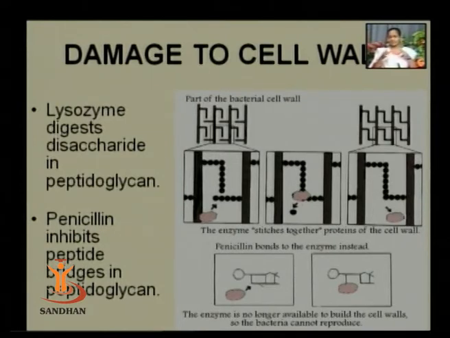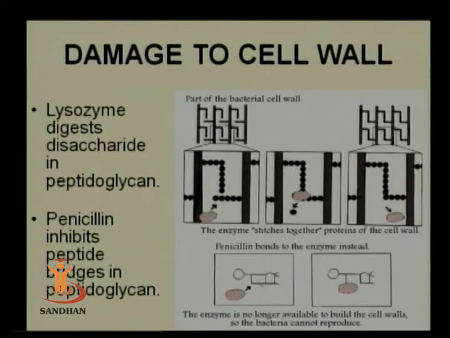What are the things which cause damage to the cell wall? One, lysozyme, as I told, breaks the beta-1,4 linkages. And what happens when you treat with penicillin? Penicillin inhibits the peptide bridges. Lysozyme breaks the bond between NAM and NAG, whereas penicillin breaks the peptide bridge between the two peptidoglycan layers. In short, both of them damage the stability of the cell, disturbing the compactness of the cell wall and indirectly disturbing the cell wall of organisms.